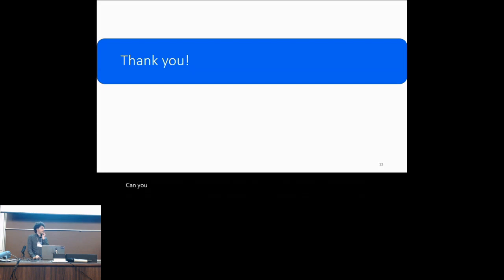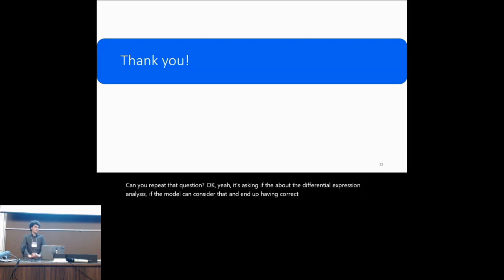Can you repeat that question? Okay, yeah, it's asking about the differential expression analysis, if the model can consider that and end up having correct analyses. That's part of our benchmarks that I didn't show, and we didn't get to it yet. The answer is we hope so. We don't know yet. Great.